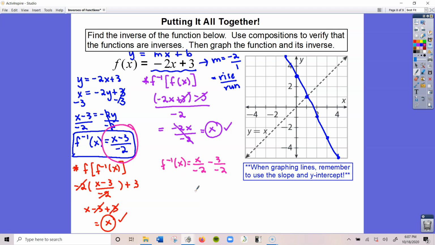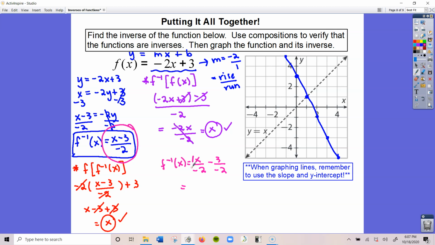Now again, I want to write this in a way that I can really see what that slope is and simplify this a little bit. When there's nothing in front of the x, that's the same as a 1. And when you have a negative in any kind of fraction, you can either put it in the numerator or put it in the denominator. It does not matter. It means the exact same thing.